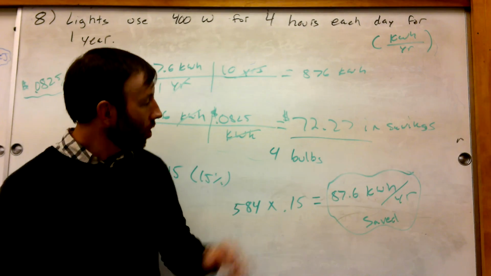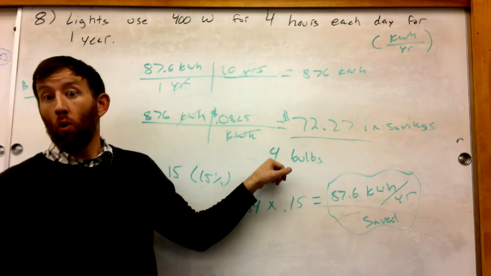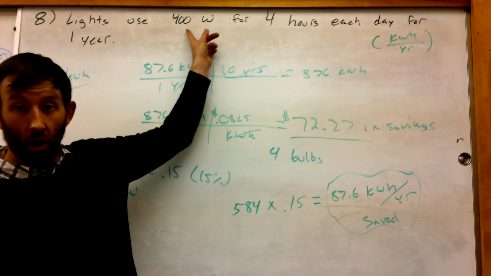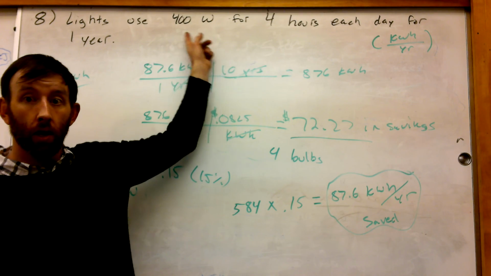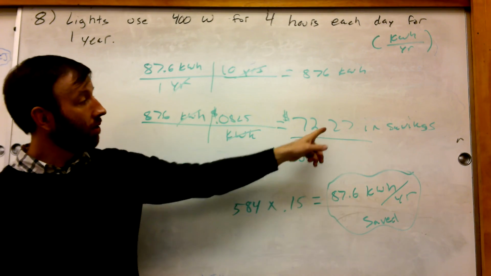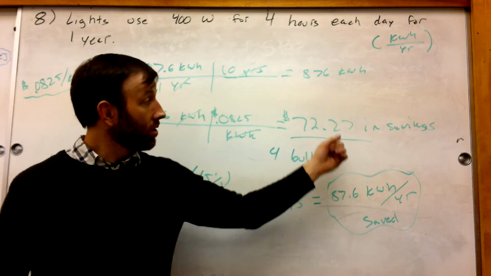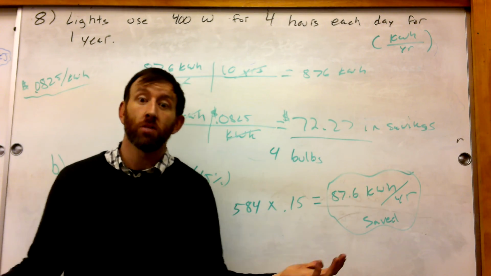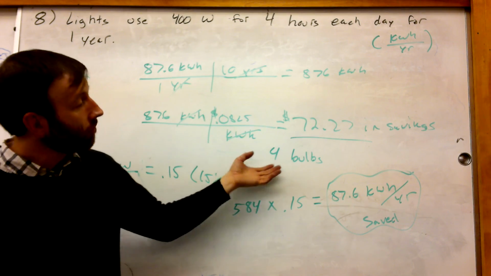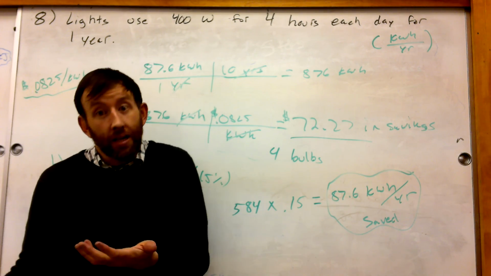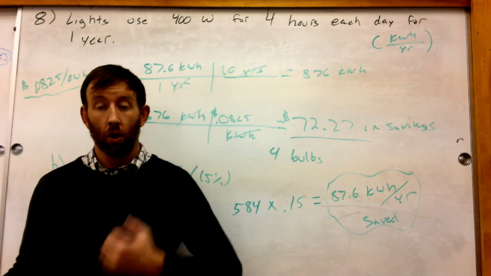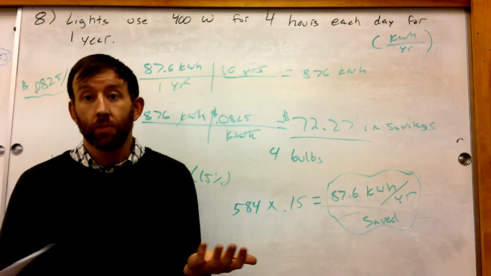So if you bought 4 100-watt bulbs, you could essentially get all of your lights for 72 bucks. You save $72.27, so you pretty much break even. Now, of course, if we factor in the cost of the incandescent bulb, which is a couple dollars a bulb, it actually comes out even better.